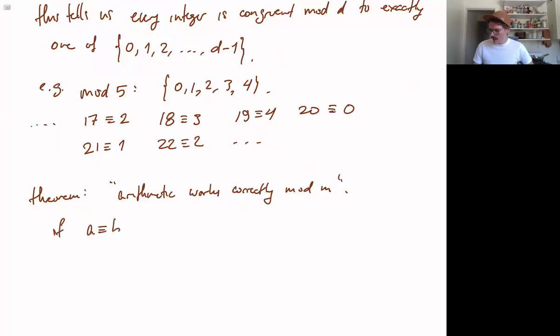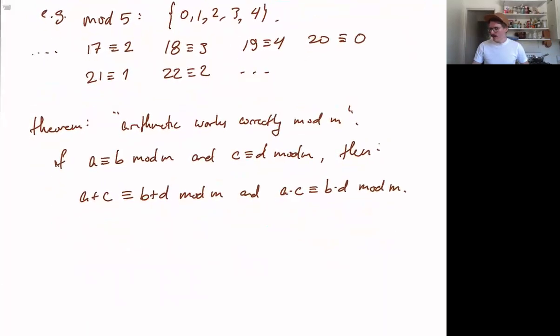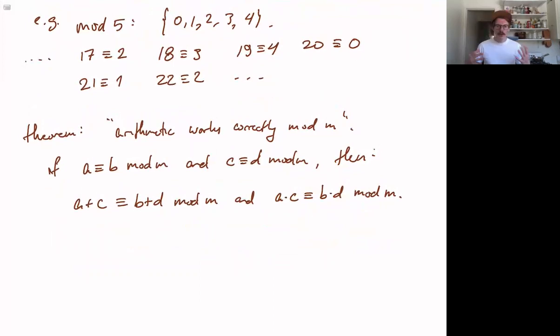If A is congruent to B mod m, and C is congruent to D mod m, then A plus C is congruent to B plus D, and A times C is congruent to B times D. So let's take a second to unpack this. I'm going to say two more slogans about this, and then we will talk about it some more.